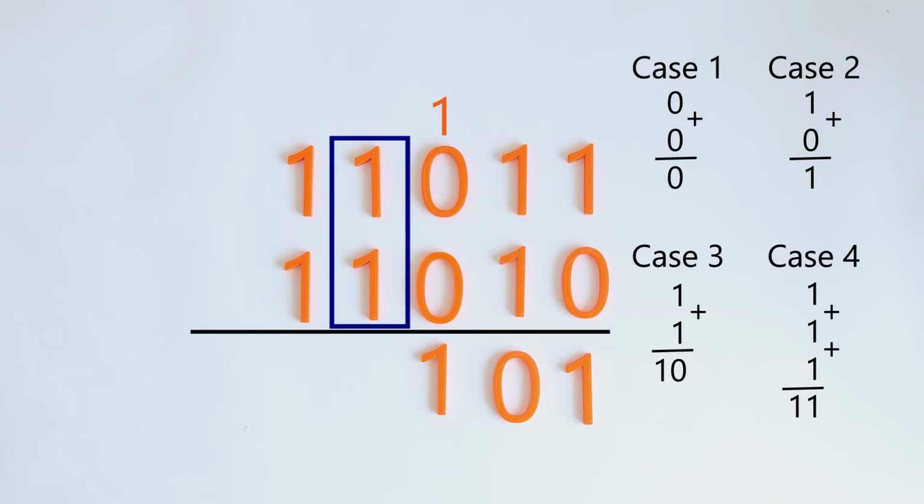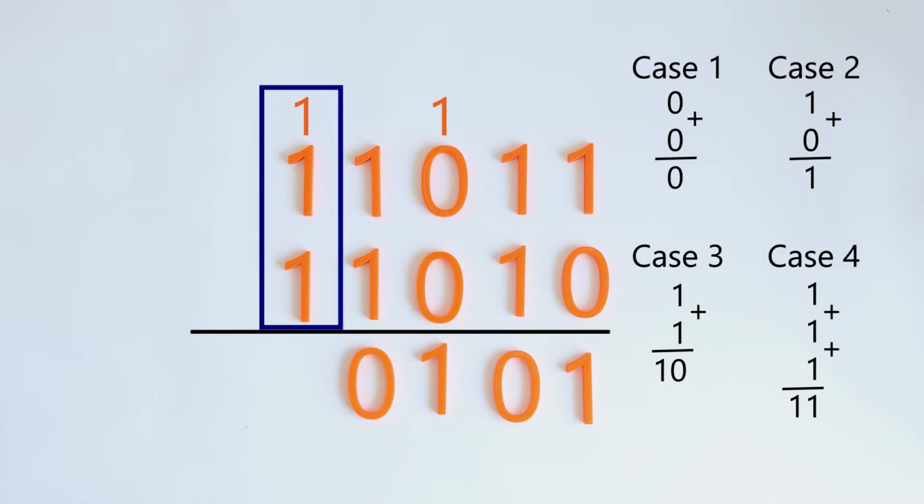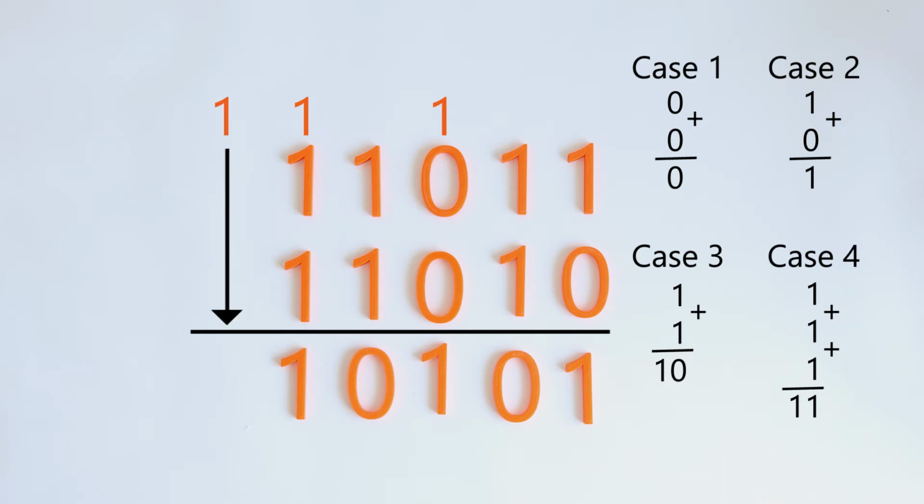In the next column we have 1 plus 1, which is case 3 again, so we have a 0 and carry a 1. Now we have 1 plus 1 plus the 1 we carried over, which is case 4, so there's a 1 in this column and carry a 1. That gives the answer 110101.